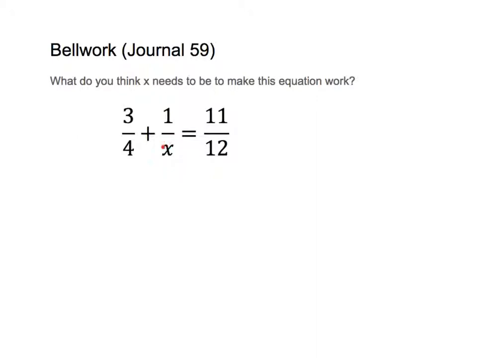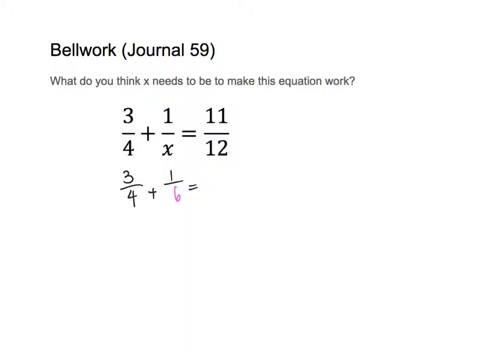So go ahead and maybe pause this video for a sec and try a few numbers out that would make this fraction work. Now, for me, I'm going to go ahead because I've already figured out the number that makes this work. So if I try 6 here, let me try that out. So if I make this x a 6, let's see if this gives me 11 over 12.